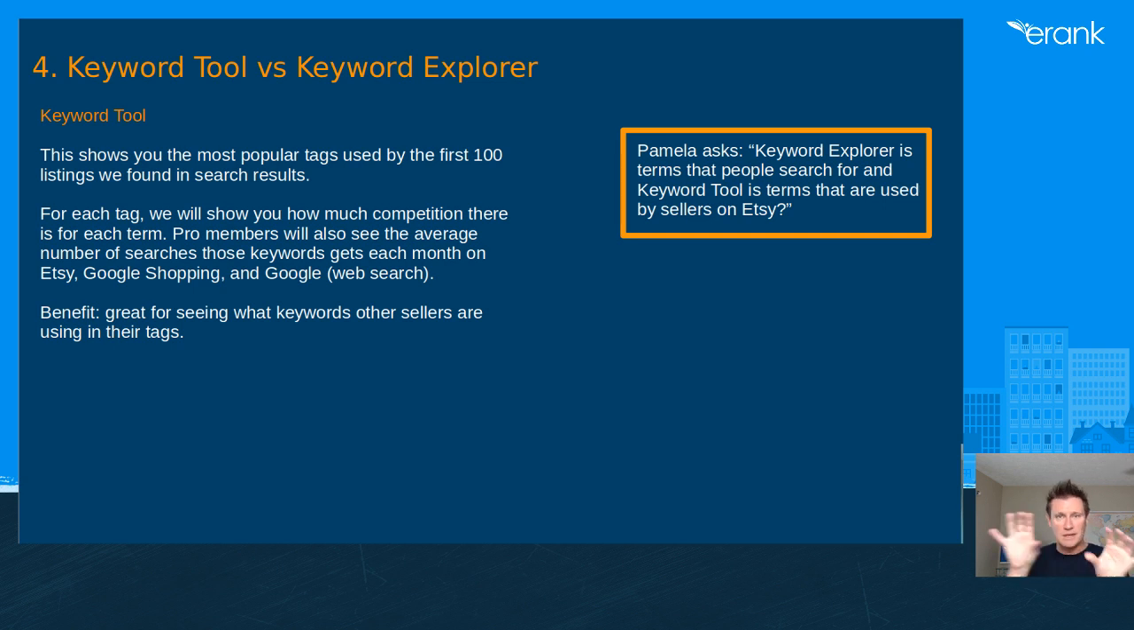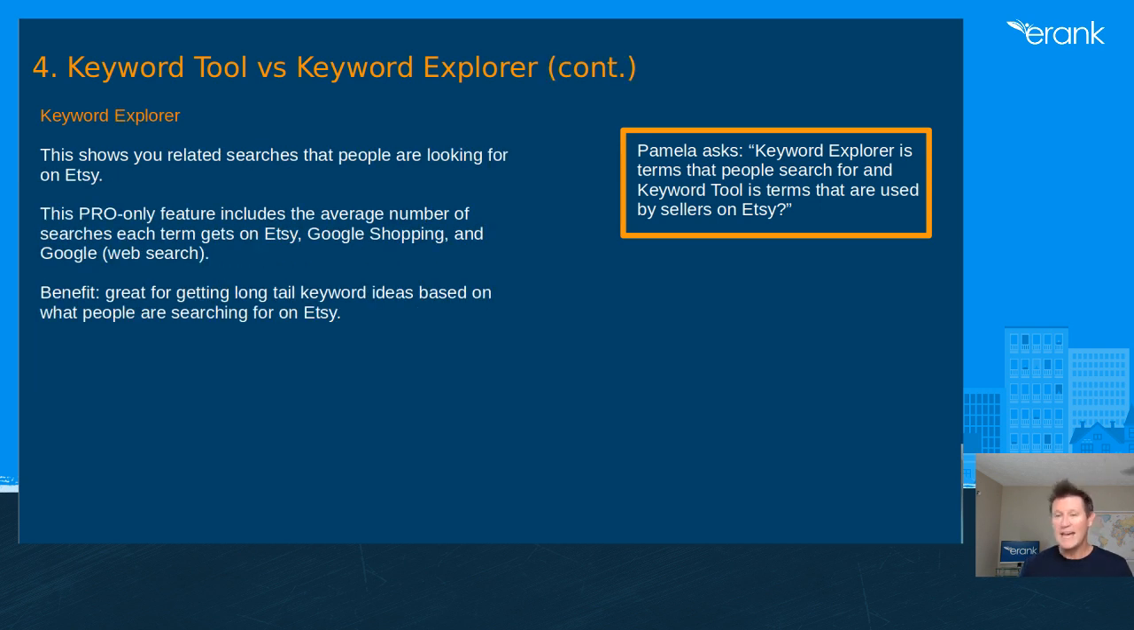Just remember, Google Shopping and Google are like web search and shopping search. They are two very different search engines operated by Google, but these are all good perspectives to have. The main benefit here, though, is getting great keyword ideas from other sellers that are selling similar listings. The second part to the answer is around the Keyword Explorer. This shows you the search terms that people have been typing into Etsy. It's showing you the most popular ones that we can find in our database that are very similar to what you typed into the box there.